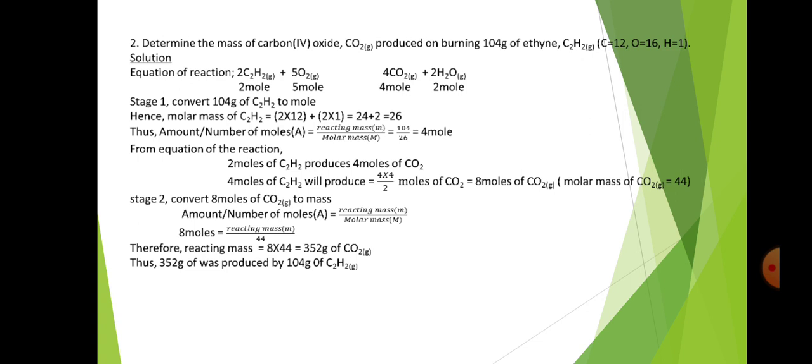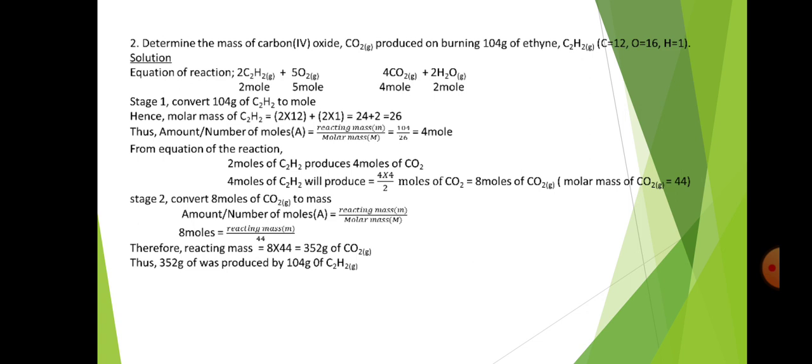Therefore, 4 moles of ethane will produce 4 times 4 divided by 2 moles of carbon IV oxide, which is 8 moles of carbon IV oxide. Since 2 moles produces 4 moles, therefore 4 moles will produce 8 moles of carbon IV oxide.